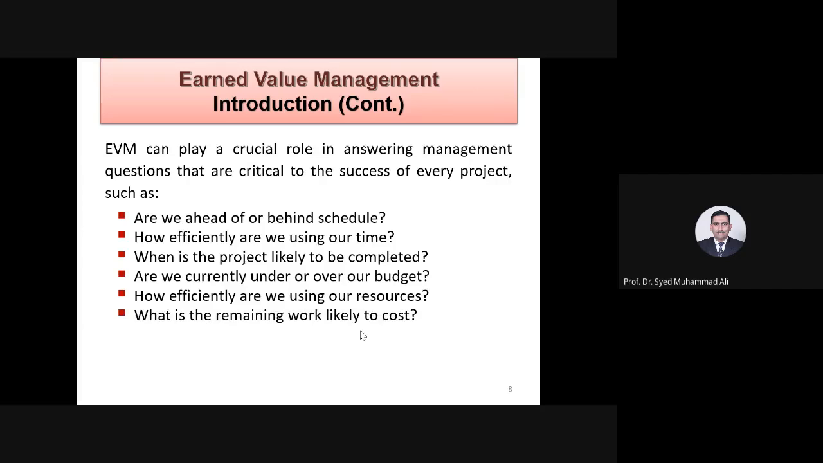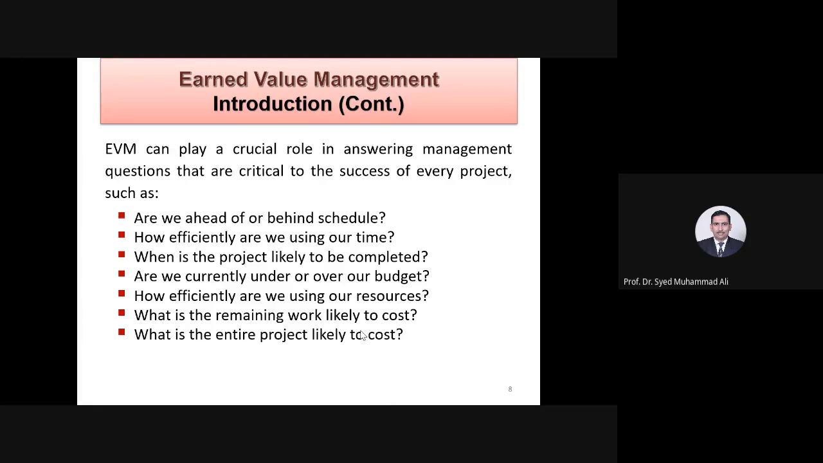So I need to know, what is the remaining work likely to cost? Today, up till now, we have spent 480 million rupees. What will be the expected cost of completion after almost 6 months and 8 days? What is the forecast? We need to have an answer, a scientific answer.